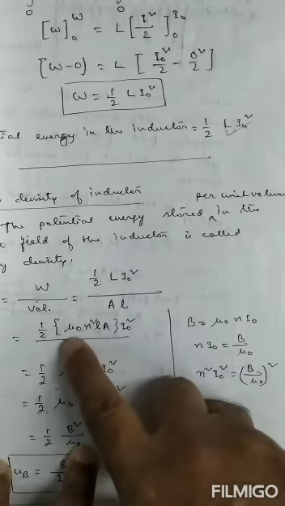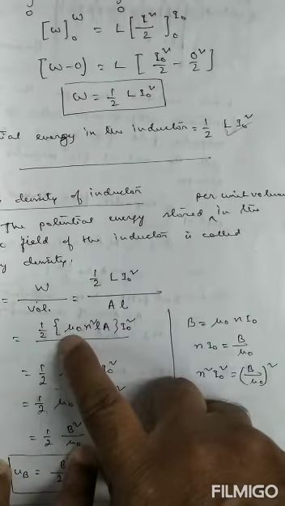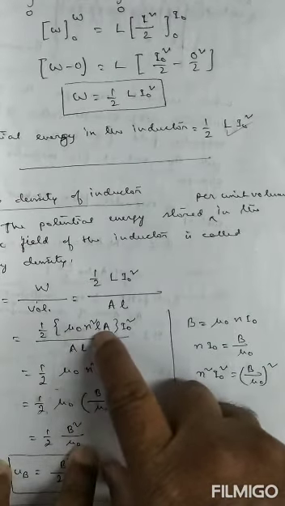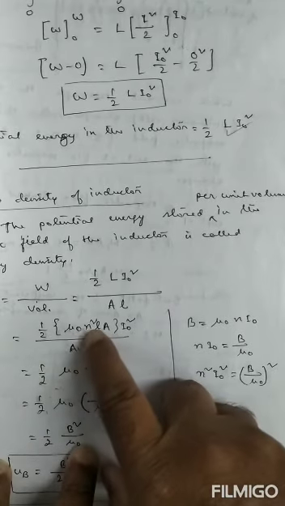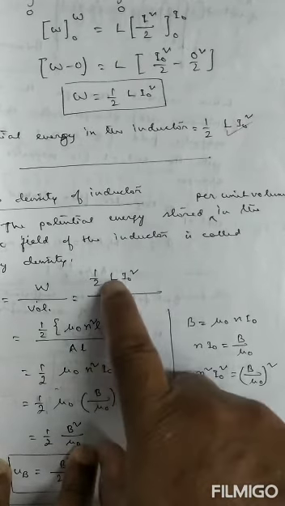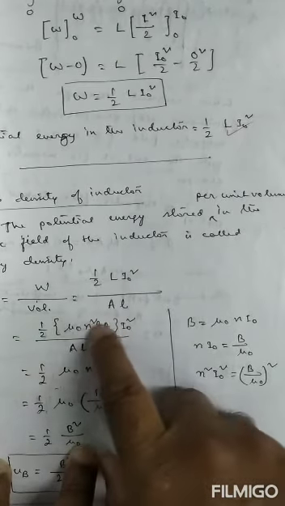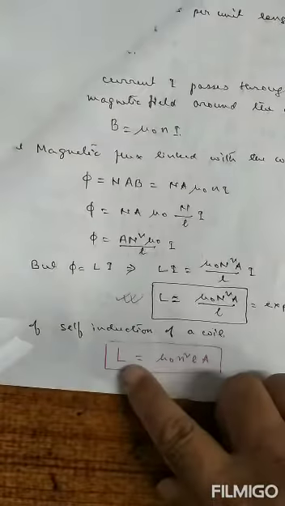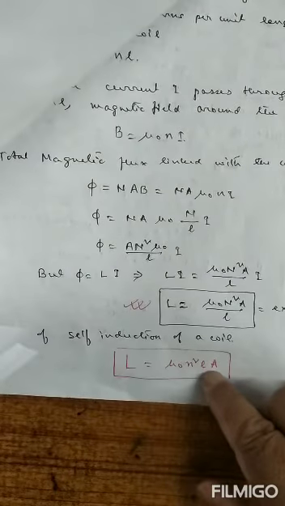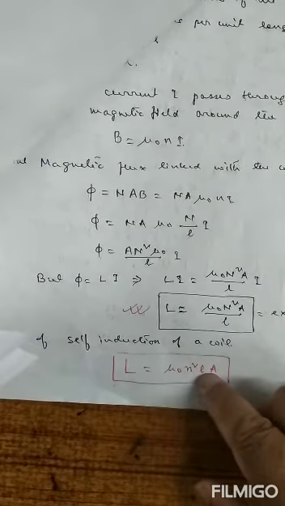What is L? L is μ0 n square l A. This is the expression of coefficient of self-induction of a coil. Can you remember it? We derived it earlier. L is μ0 n square l A.